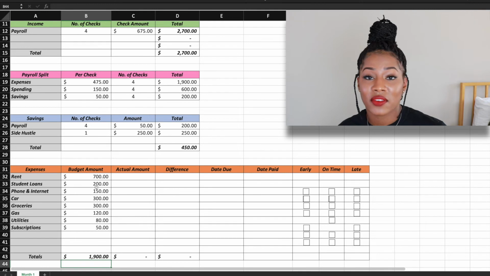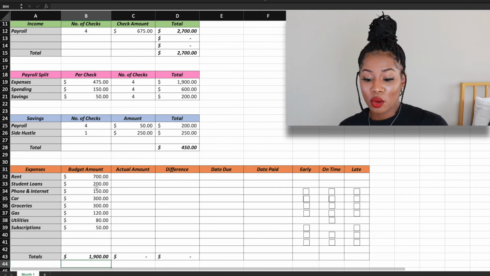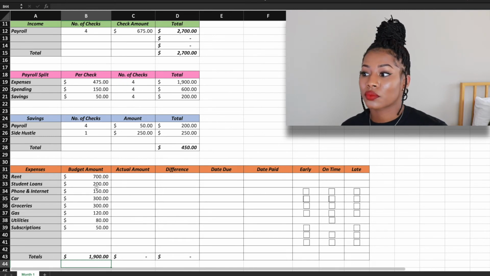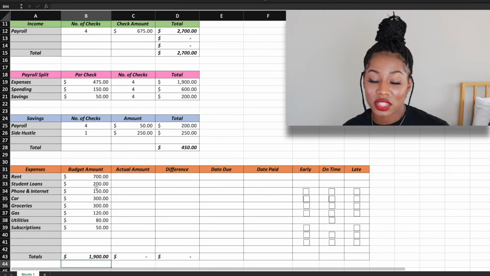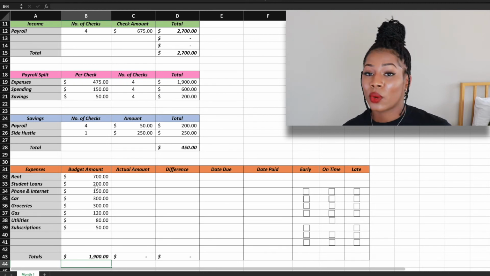So we did the savings, we've calculated the expenses. Now whatever is left over is her spending money. We know per check she's doing $50 plus that $475. So out of $675, $525 of that is taken up from her expenses and her savings. So what's left from that is $150.